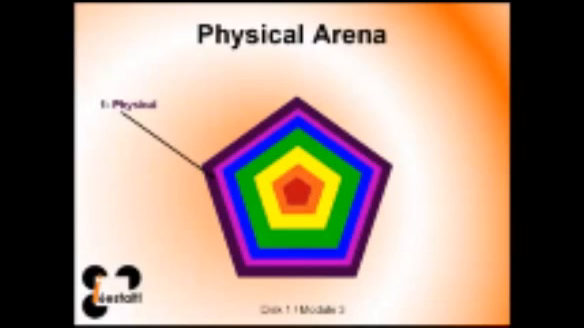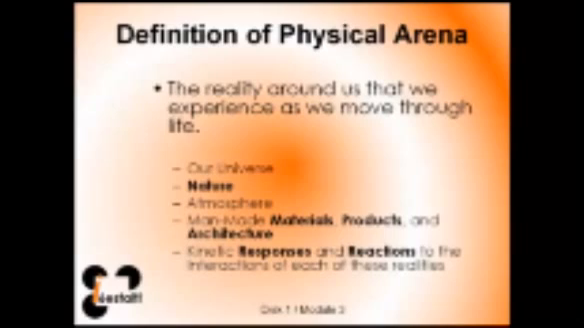So the physical arena is our physical space. It's everything that we interact with. It's everything that we interpret as physical and as quote unquote reality around us. So the definition of the physical arena is basically the reality around us that we experience as we move through life. It's our universe, nature, atmosphere, man-made products and materials and architecture. It's our kinesthetic responses and reactions to the interactions of each of these realities.